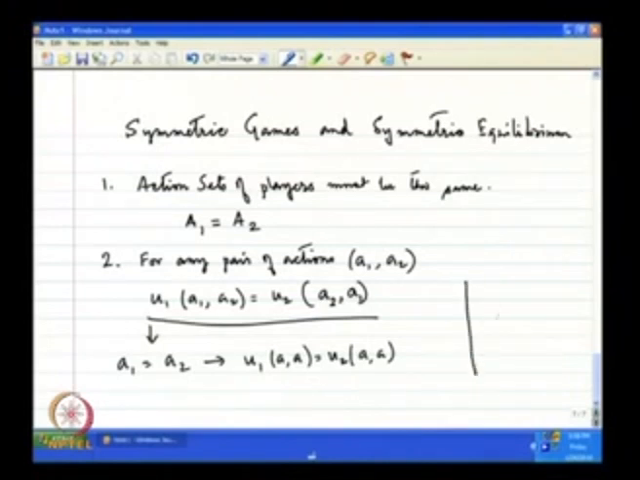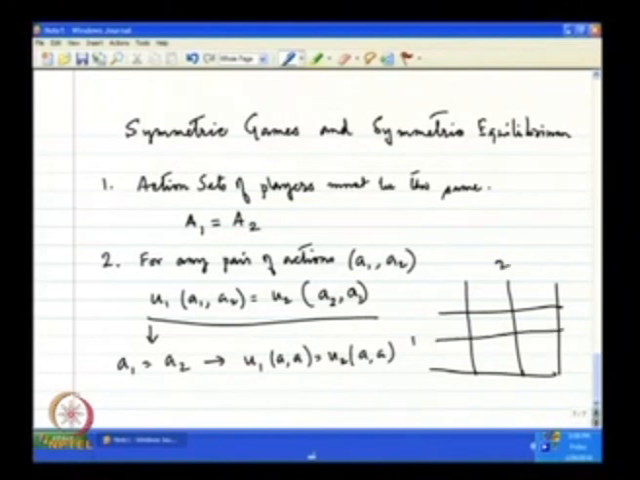So, I can combine these two characteristics in the following way. Suppose this is action A, this is action B. Player 2 must also have the same actions. And suppose this is X, then this also must be X, because here the actions are the same. If this is Y, then this also must be Y. Now, suppose this is Z, if player 1 is taking action A, player 2 is taking action B, then player 1 is getting Z. That payoff must accrue to player 2 if he takes action A and player 1 takes action B.